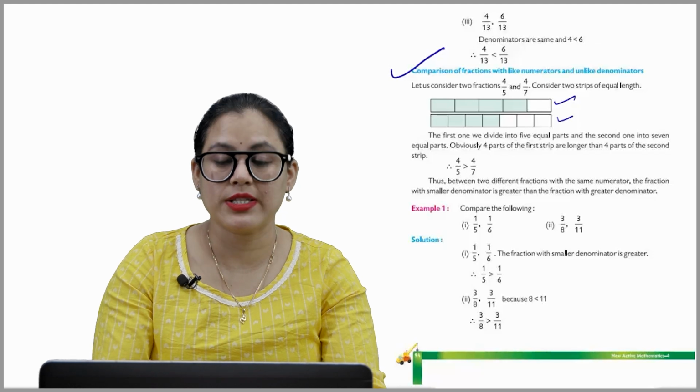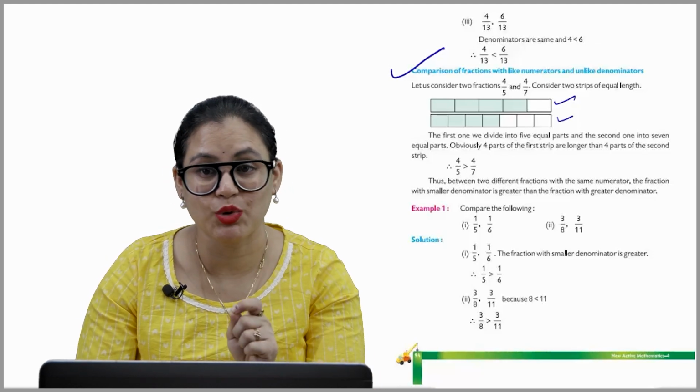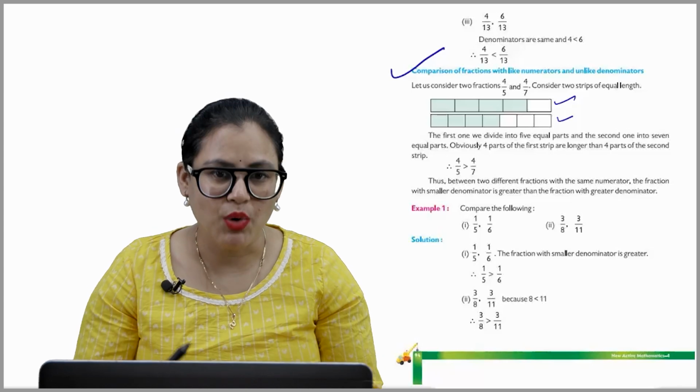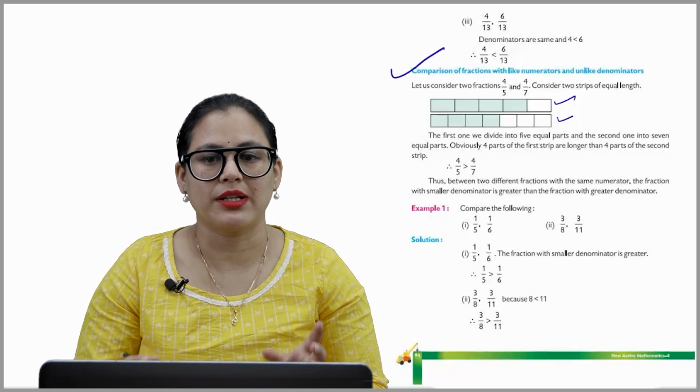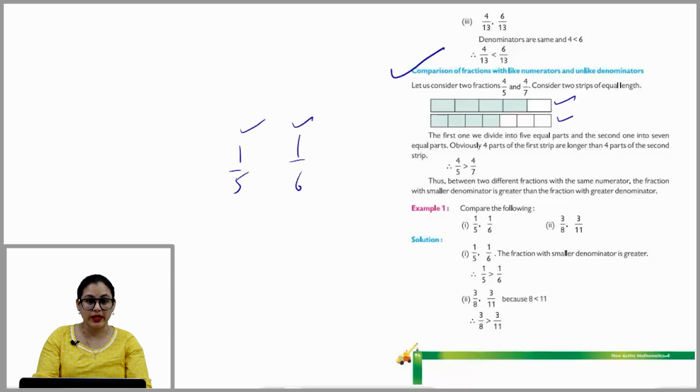Therefore, 4 by 5 is greater than 4 by 7. Thus, between two different fractions with the same numerator, the fraction with a smaller denominator is greater than the fraction with greater denominator. Example, we have to compare 1 by 5 and 1 by 6. Numerators are same, so the fraction with a smaller denominator is greater. That means this one is greater.